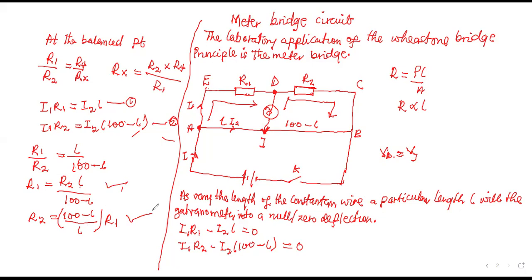These two are the meter bridge equations, which are even used for meter bridge experiment graphs. Plot a graph of Rx over 1 over L or 100 over this kind of thing. So this is the meter bridge equation. The laboratory application of the Wheatstone bridge circuit is the meter bridge.